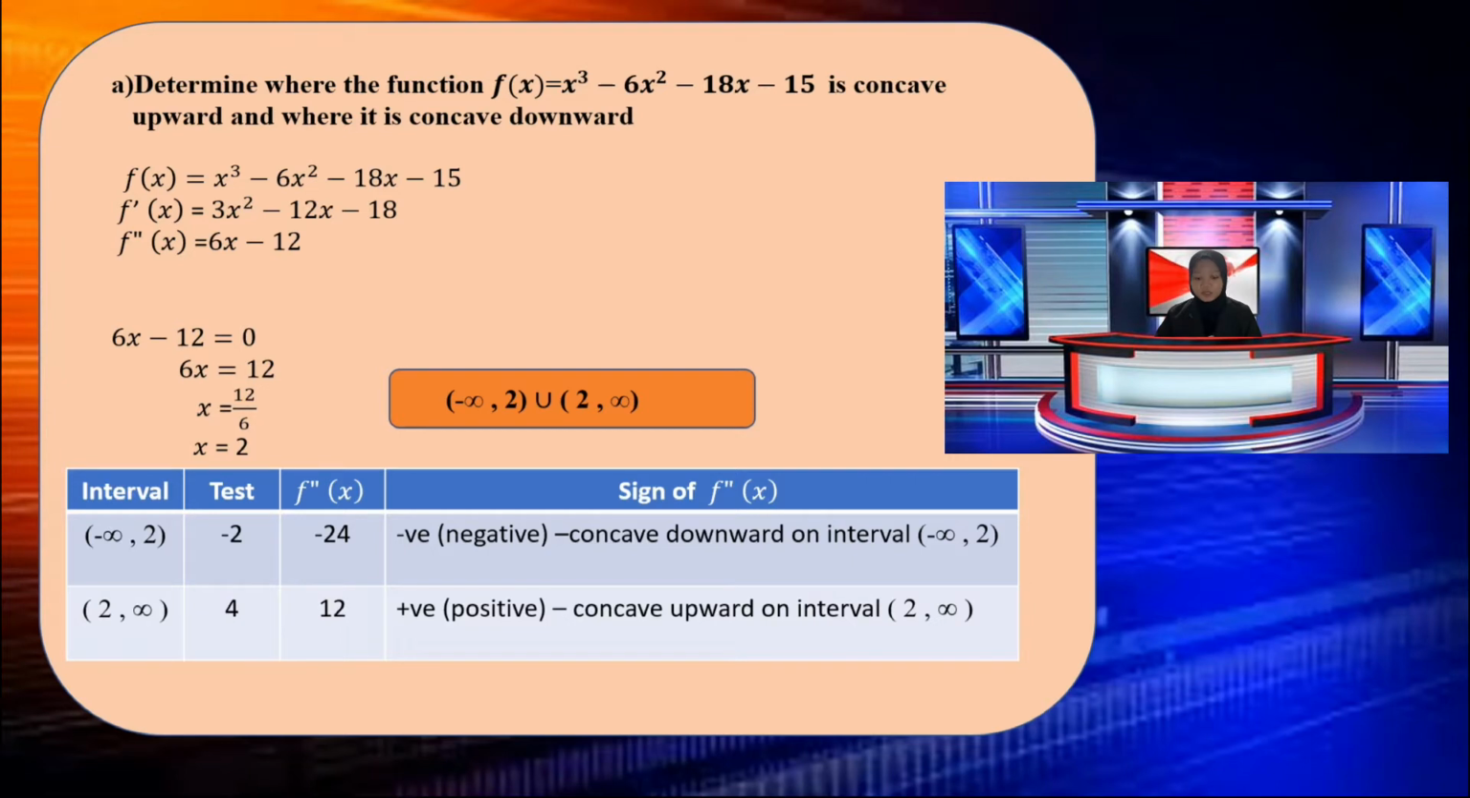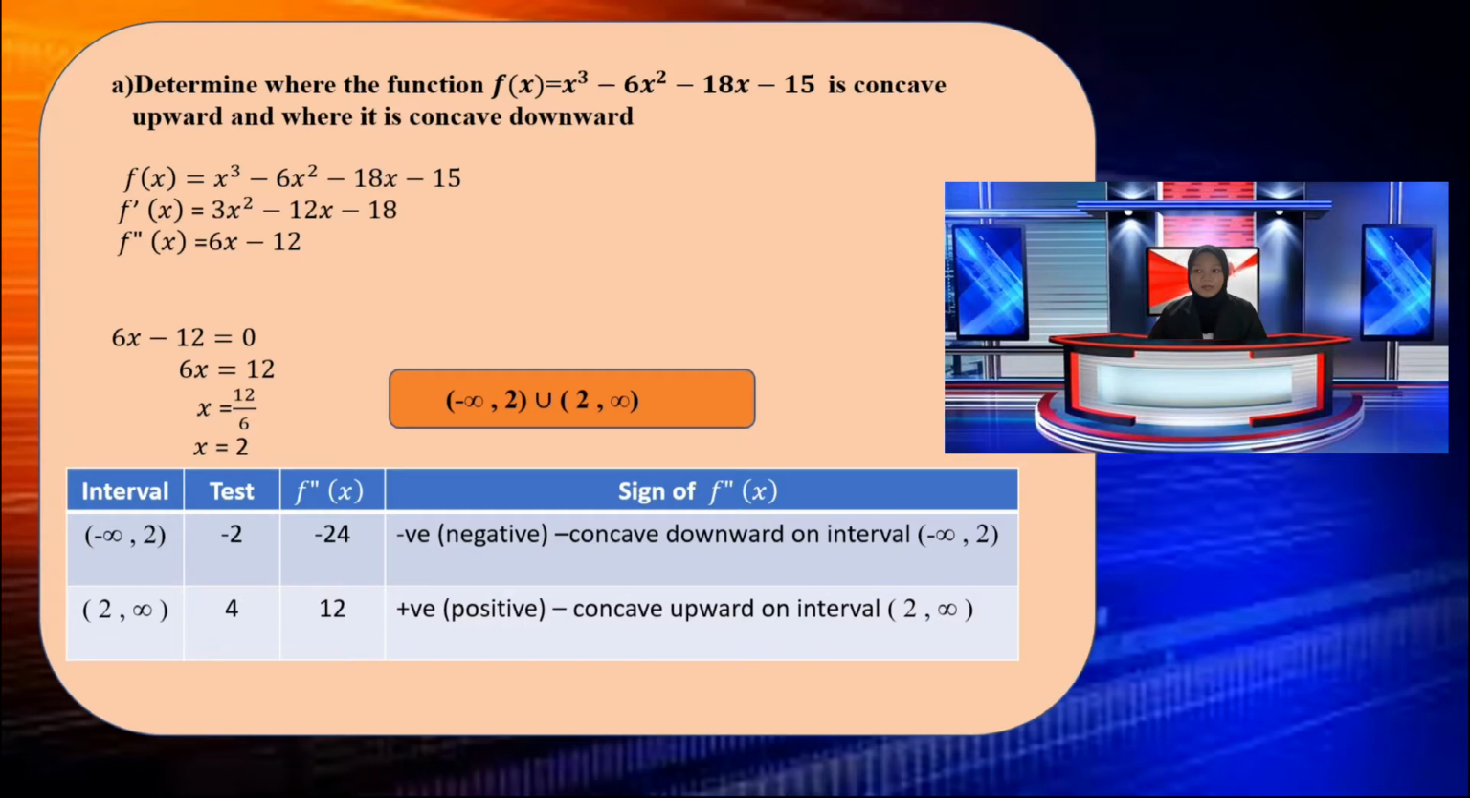Let's begin by finding the first derivative. The first derivative of f(x), we get 3x squared minus 12x minus 18. Then let's move on to find the second derivative. The second derivative of the f(x) function, we get 6x minus 12. Set the second derivative equal to 0 and solve for x, and we get x equal to 2. Then we get the intervals negative infinity to 2 and 2 to infinity.